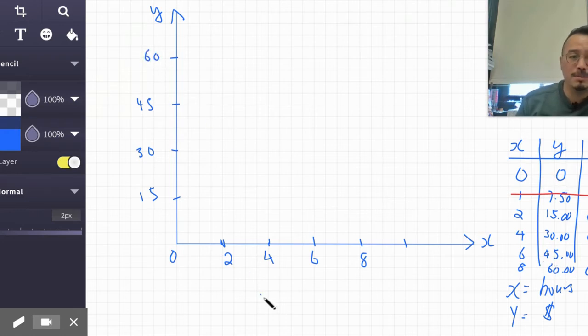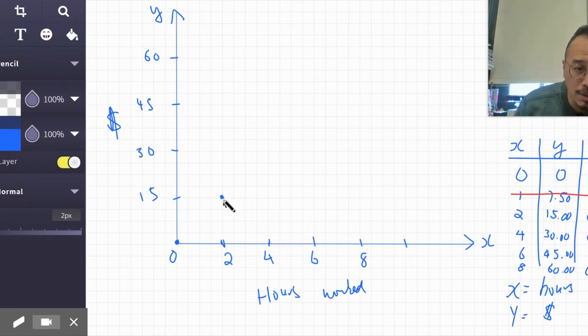All right. Now, let me label this before I forget. So this is hours worked. Okay. See how bad my handwriting is. This is just money. All right. So now where are we? Here we have the first point, 0, 0, right? If Jeremy doesn't work, Jeremy doesn't get paid. All right. 2, 15. So 2, 15, you can just go like this.